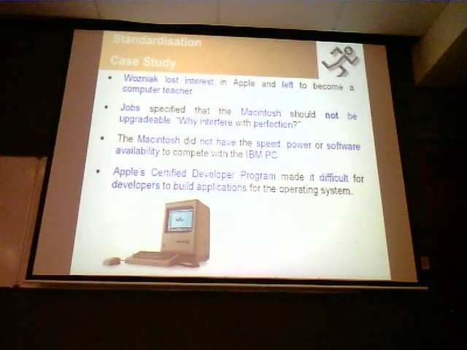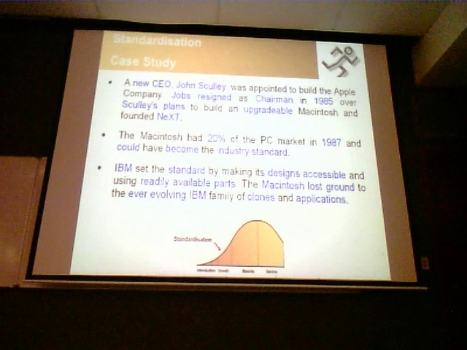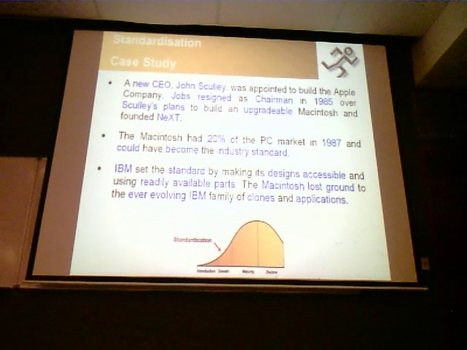The other problem was they said, why interfere with perfection? While they were trying to set a standard that was not upgradable, the IBM PC was evolving, not by IBM, but all the clones and the copies were increasing the speed and the power of the IBM PC while that was staying still. They got a guy called John Scully in from Pepsi, who was the CEO of Pepsi, to take over, and Jobs went to chairman of the board in 1995.